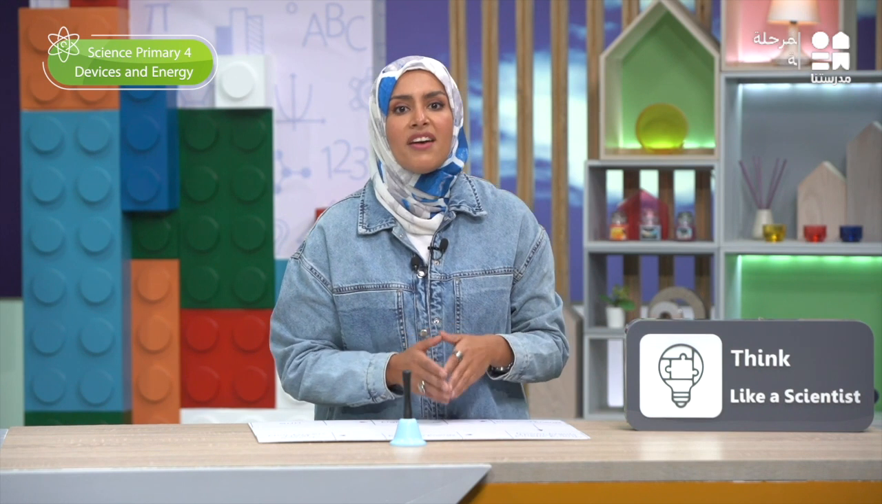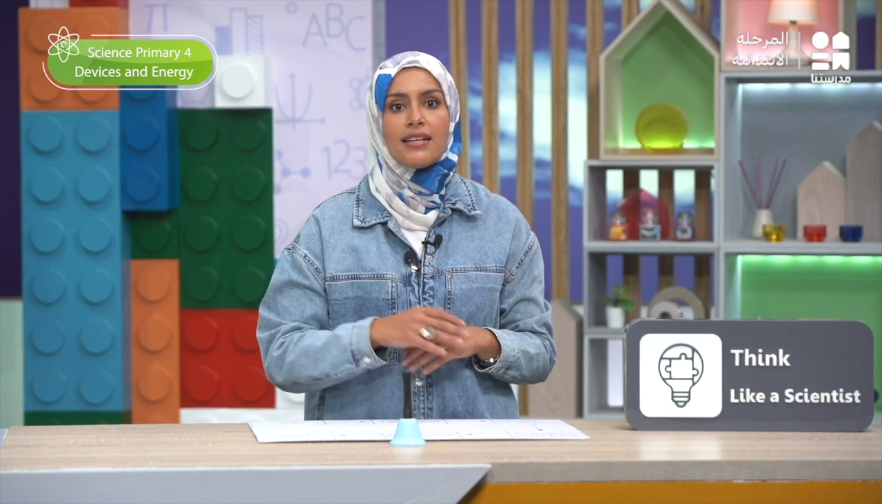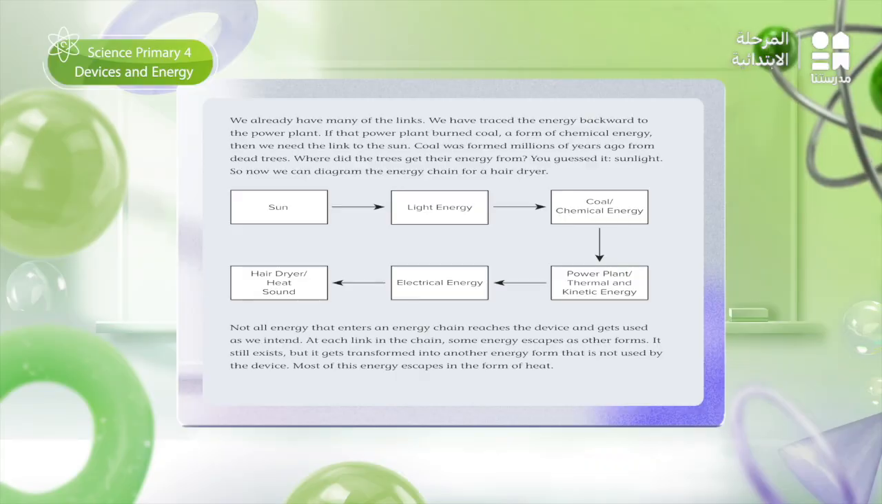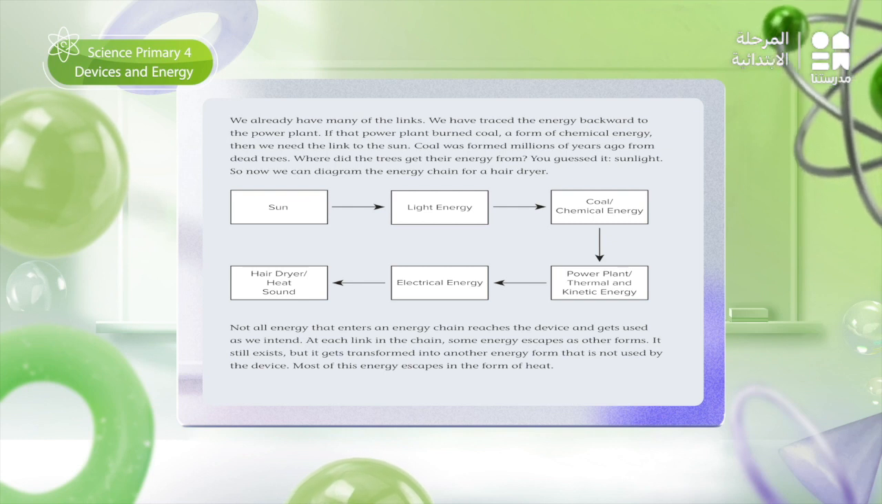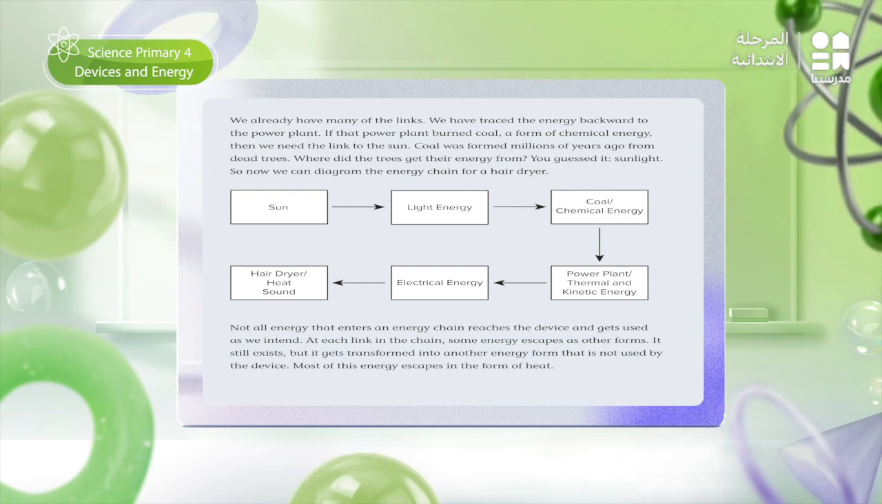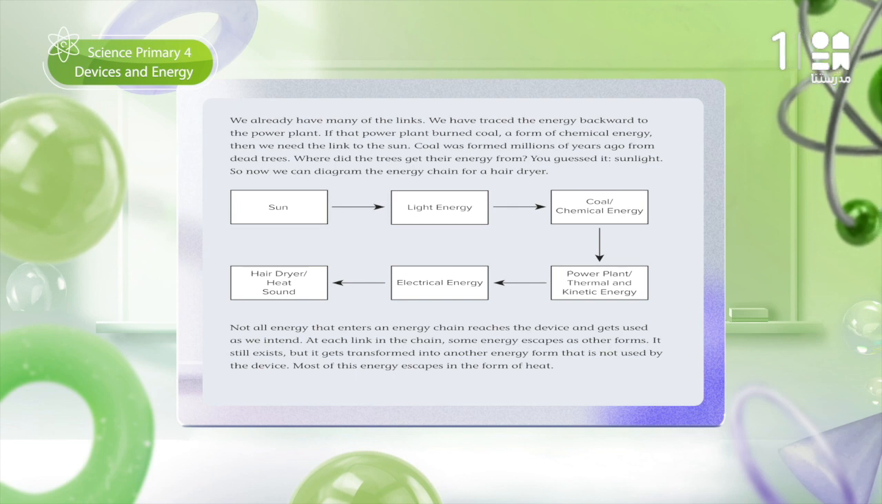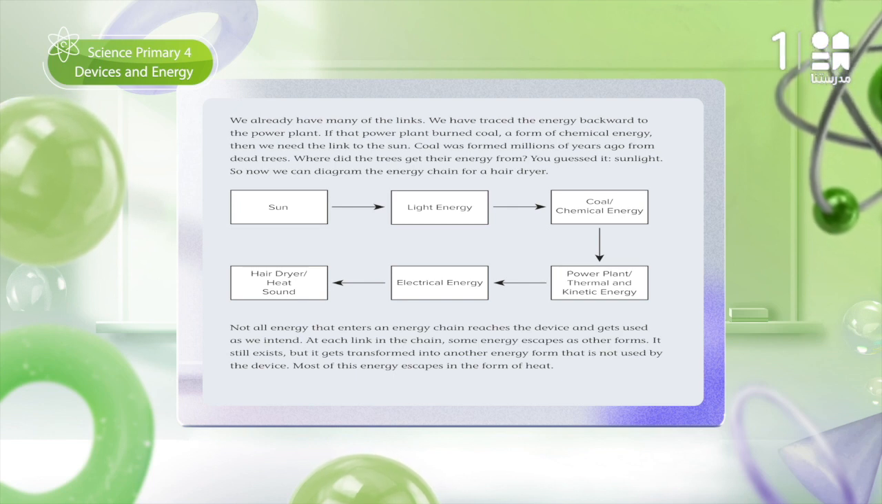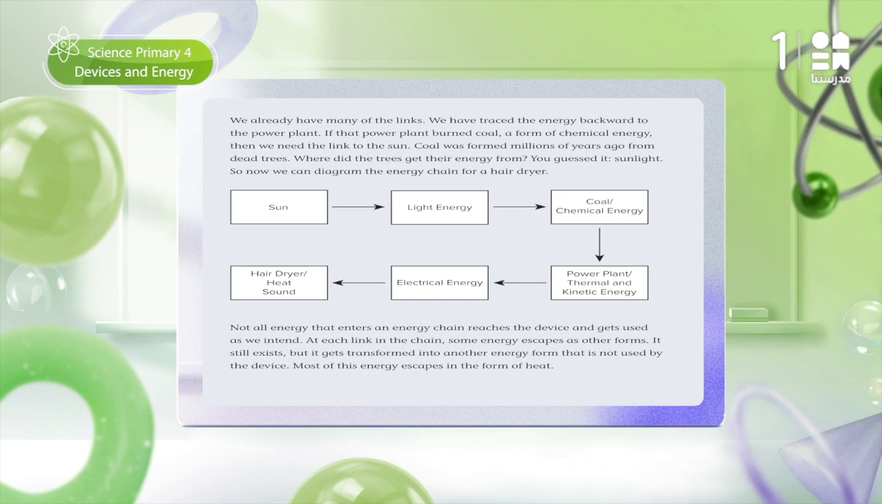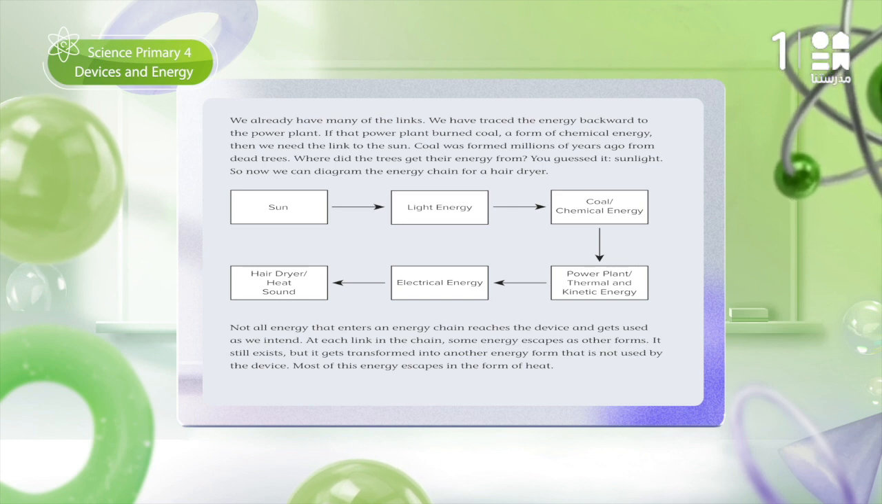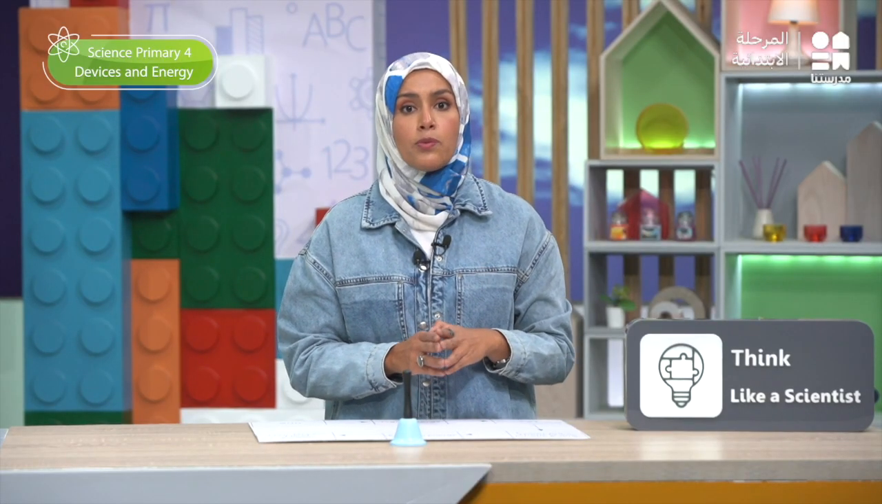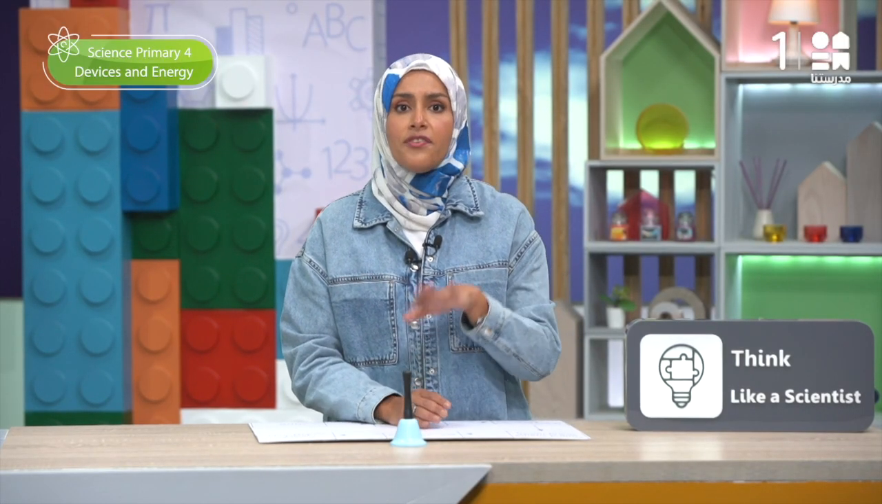Also, there is a very important sentence we studied in the text of the energy chains. Not all the energy that enter an energy chain reaches the device and gets used as we intend at each link in the chain. Some energy escapes as other forms. يعني في جزء من الطاقة هيتسرب أو مش هيبقى مفيد بالنسبة لنا. This is also what we observed when we were doing our research on different devices.